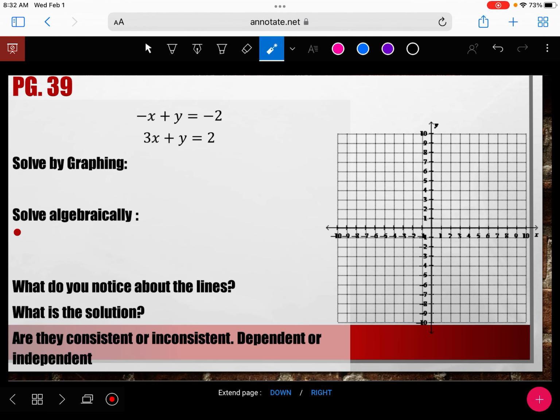Last one of these. You could 100% graph these the exact same way we've done before. You could absolutely put these in slope-intercept form, which is what I want to do for us here. And you could absolutely do these with substitution, or you can do these with elimination. It genuinely does not matter.